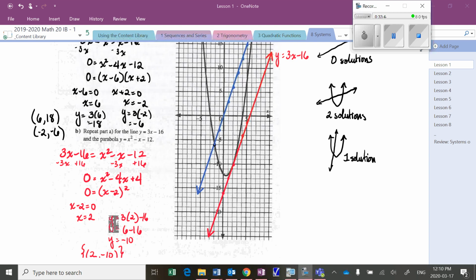Okay, let's take a look. So we've got y equals 3x minus 16, y equals x squared minus x minus 12. y equals this, y equals that, therefore they equal each other. So we've set them equal in our equation right here.